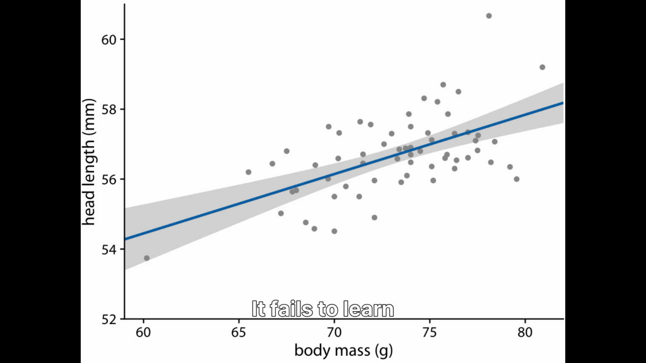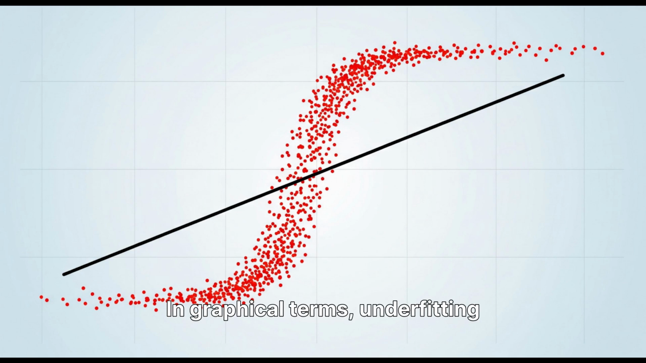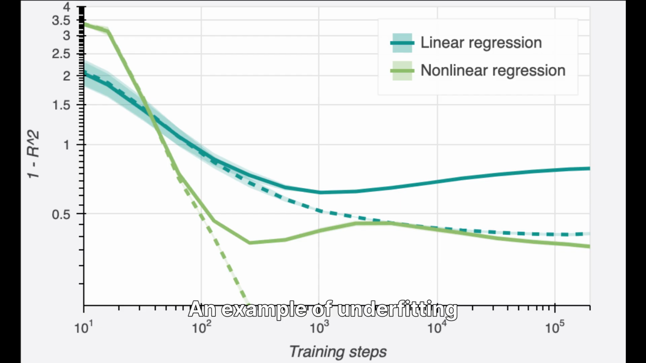It fails to learn both the nuances and the basic patterns, leading to poor performance on both training and validation datasets. In graphical terms, underfitting looks like a straight line that barely touches the data points at all. The model is not flexible enough to capture the complexity of the dataset. An example of underfitting can be seen in linear regression applied to a non-linear dataset. The linear model will likely perform poorly because it can't capture the curvature of the data distribution.